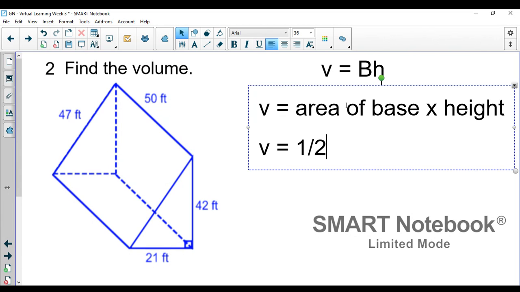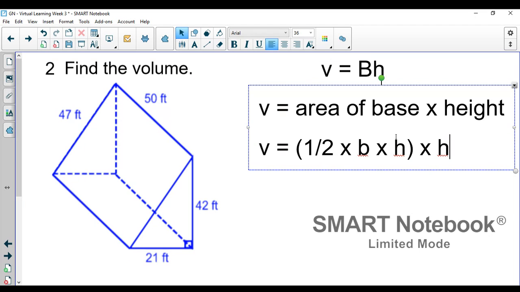Well, that's 1/2 times the base of the triangle times the height of the triangle. I'm going to put this in parentheses because this is just for the base. This is just how we're going to find the area of the base. Again, area of the base times the height of the prism. This 1/2 base times height is because the area of the base is a triangle, 1/2 base times height. But I still have to multiply it by the entire height of the prism.